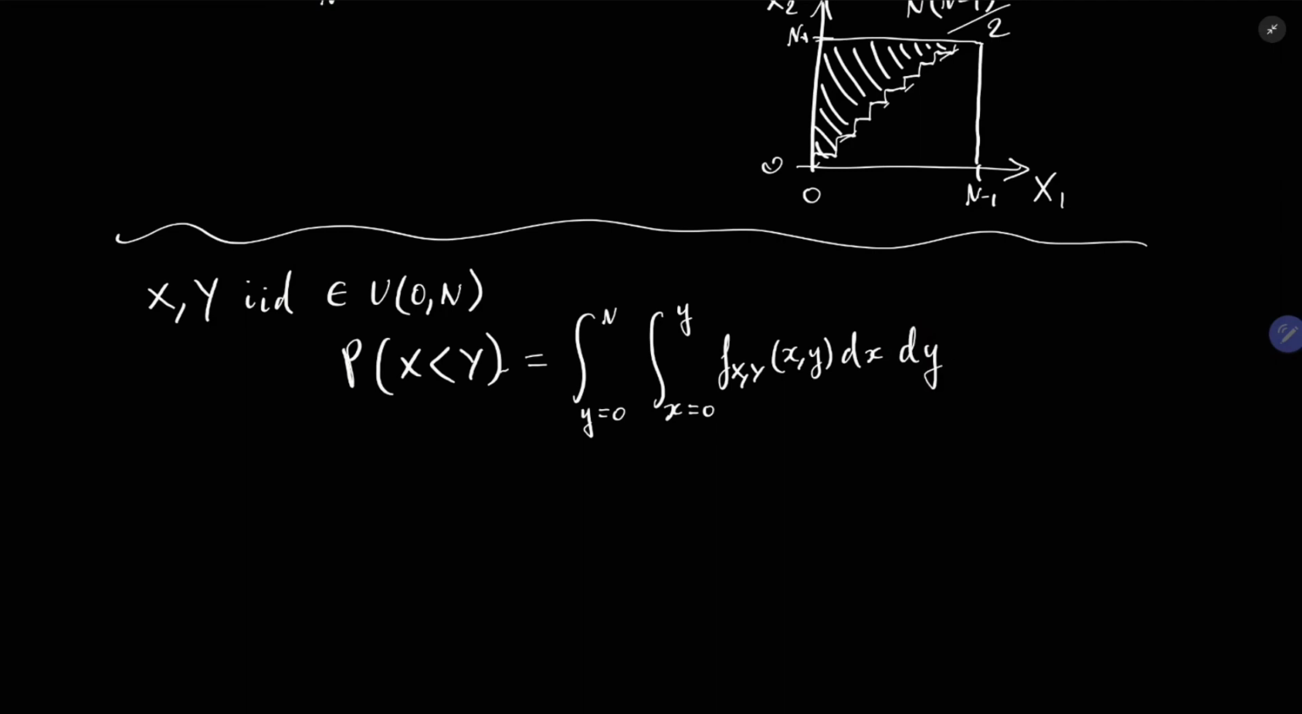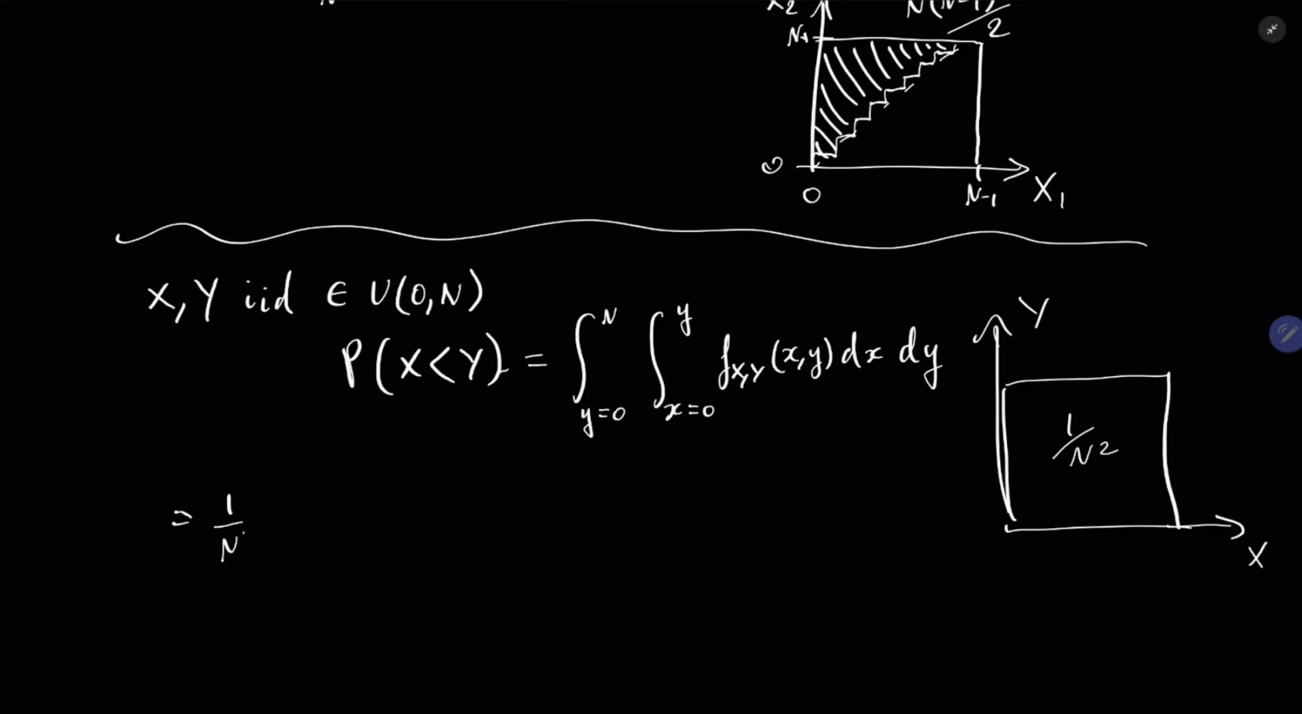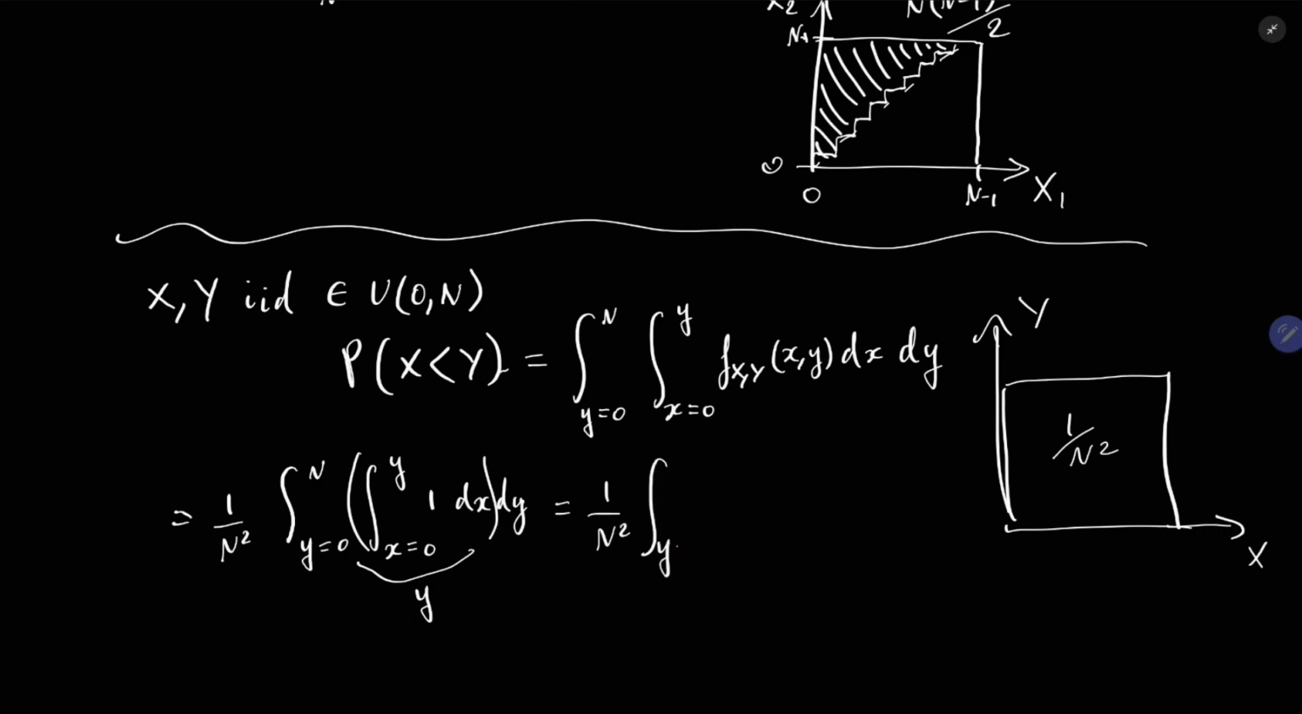And because we assume that these two variables are independent and uniformly distributed, we can represent all their values on this square, where we have x here and y here. And the density of this square at any given point is equal to 1 divided by n squared. Therefore, this probability is equal to 1 divided by n squared times the integral from y equals 0 to n of the integral from x equals 0 to y of 1 dx dy. So this part of the integral, as you can recognize, will be equal to y. So we have 1 divided by n squared times the integral for y equals 0 to n of y dy.